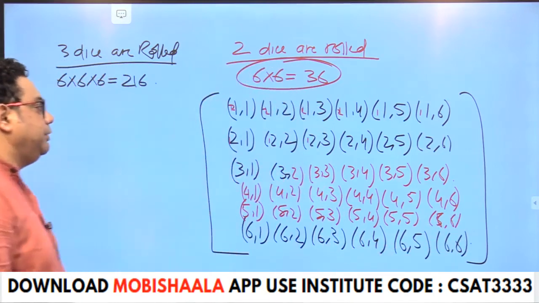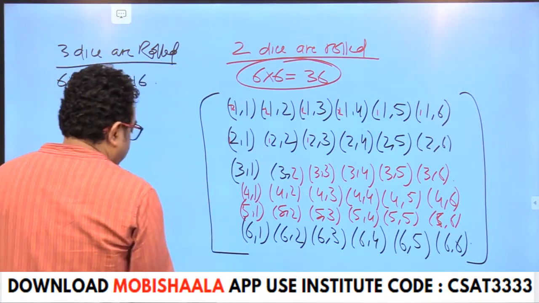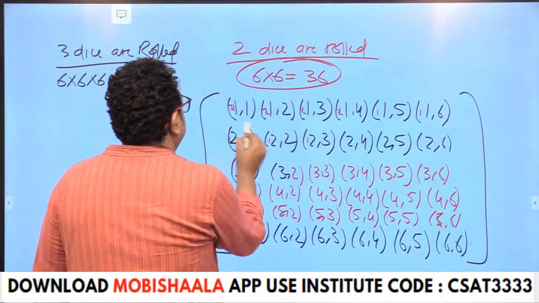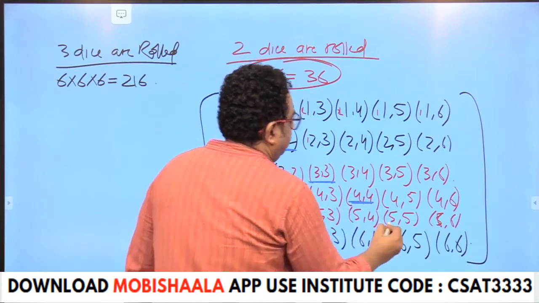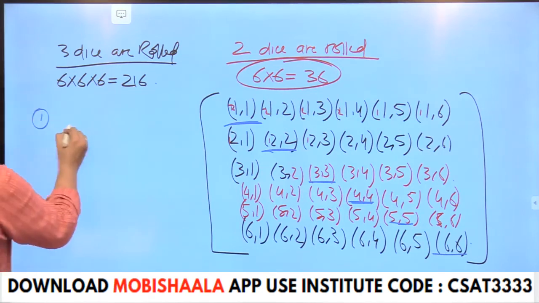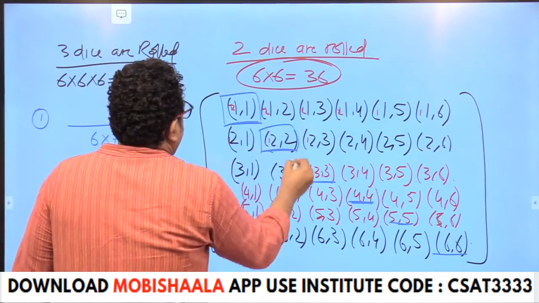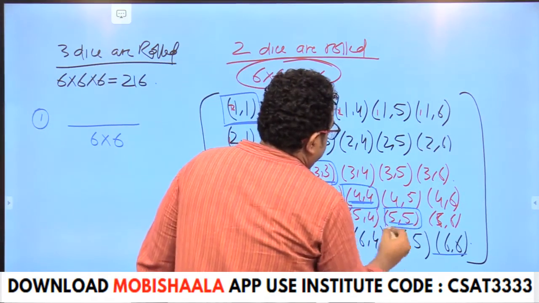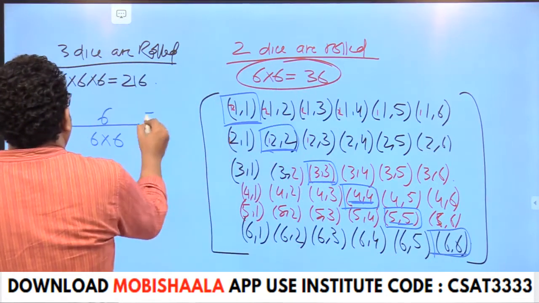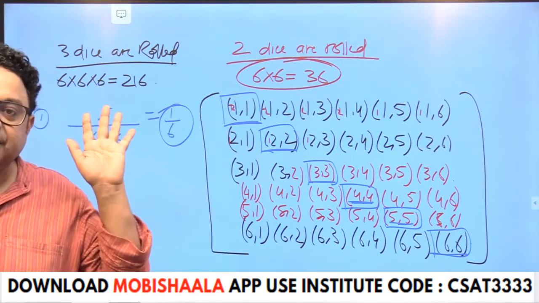So question number one, he says both the dice show the same reading. Here, see this: 1-1, 2-2, 3-3, 4-4, 5-5, and 6-6. So when you want the probability that both the dice show the same reading, total number of outcomes: 6 into 6, 36. And the outcomes which are showing the same reading, how many are there, guys? These are those outcomes, 6 outcomes. So probability is 1/6. See, it becomes very, very easy if you have a basic simple concept of sample space, right?